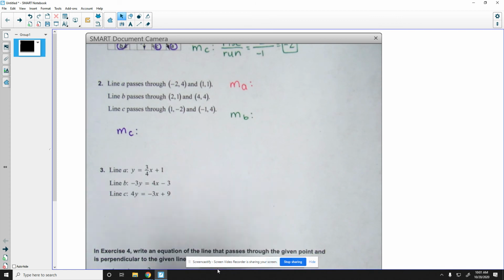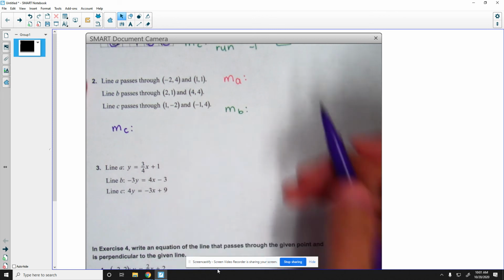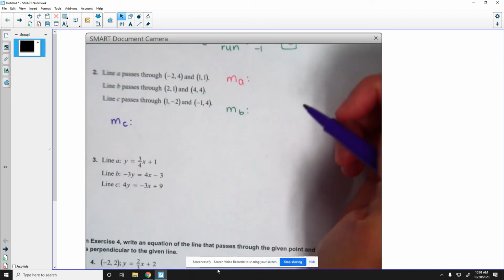So how do I find slope if I'm given 2 points? Y1 or Y2 over Y.